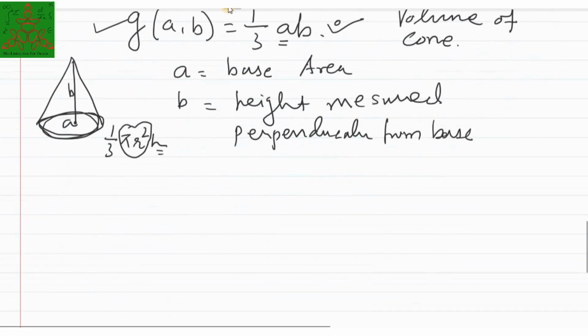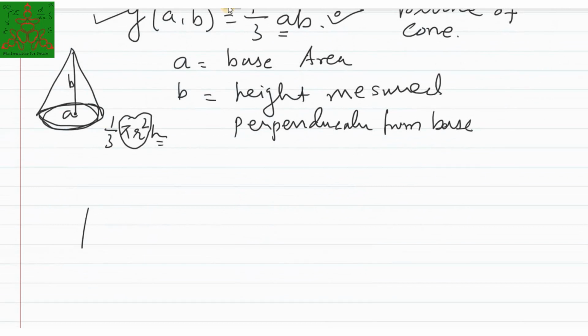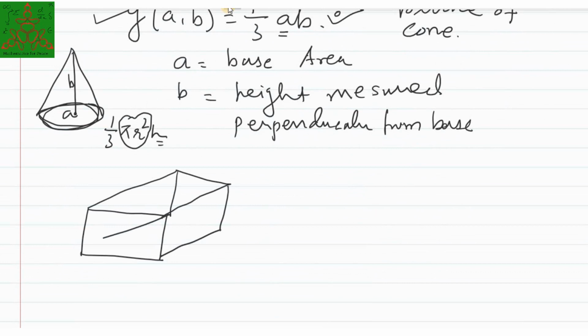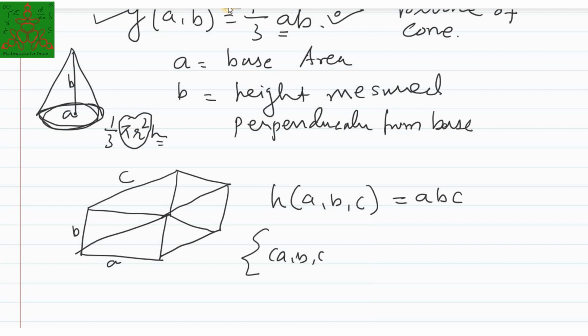Another example is the cuboid. If I take a cuboid, then the volume of this cuboid is also a function of three quantities. If this is a, this is b, and the length is c, then we can define a function h of (a, b, c), and the volume will be a times b times c. What is the domain of this function? The domain of the function is (a, b, c) such that a, b, c are positive.